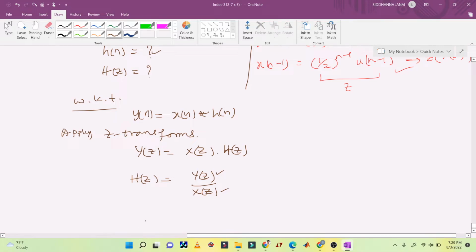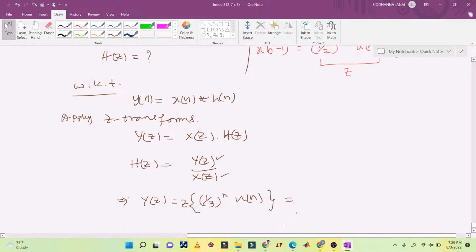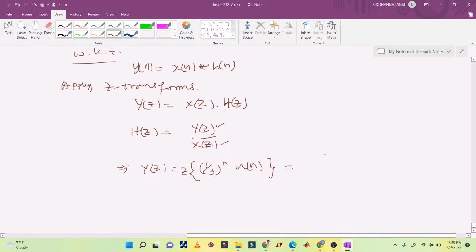First let us find out what is y of z, which is the z transform of 1 by 3 to the power n u of n. Z transform for this one is 1 divided by 1 minus 1 by 3 z inverse.